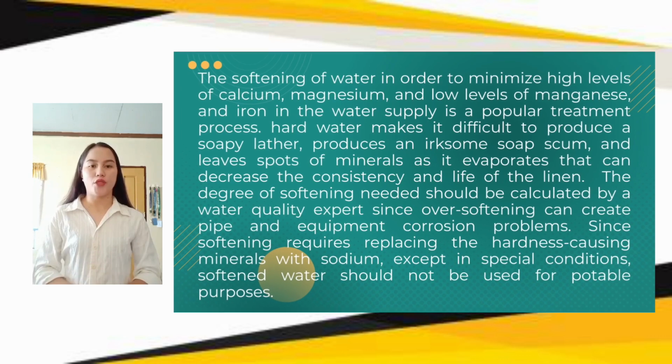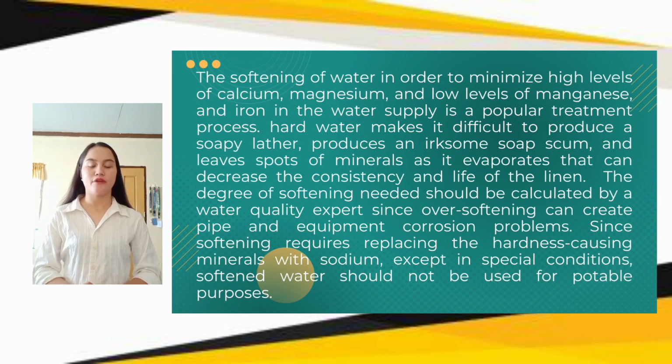The softening of water in order to minimize high levels of calcium, magnesium, and low levels of manganese and iron in the water supply is a popular treatment process. In boilers, water heaters, and heating elements, calcium and magnesium can generate scale, a buildup of minerals. Furthermore, hard water makes it difficult to produce a soapy lather, produces an irksome soap scum, and leaves spots of minerals as it evaporates that can decrease the consistency and life of the linen. Iron and manganese stain plumbing, fixtures, and linens.